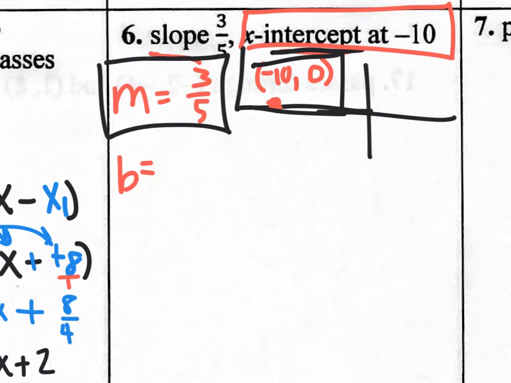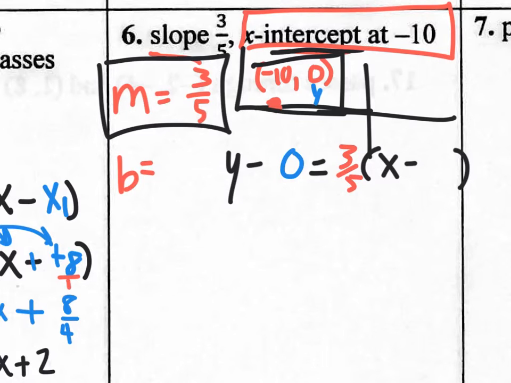What form are we going to use? Point slope. We have a point, we have a slope, let's use point slope form. So we have y minus y1. y1 happens to be 0, so I'm going to put a 0 right there, equals m. m is 3/5, so let me put 3/5 right here. And the x value on the point that we got out of the x-intercept is -10. So let me put -10 over here.